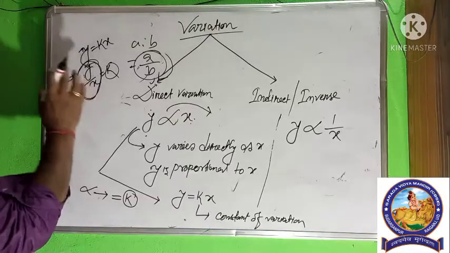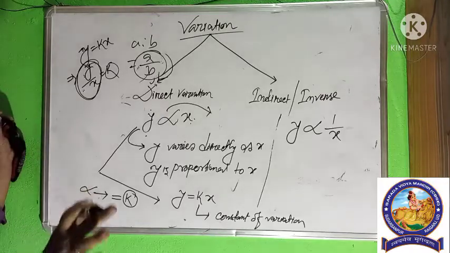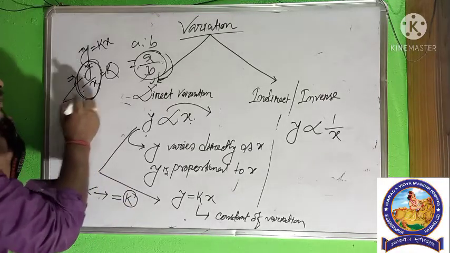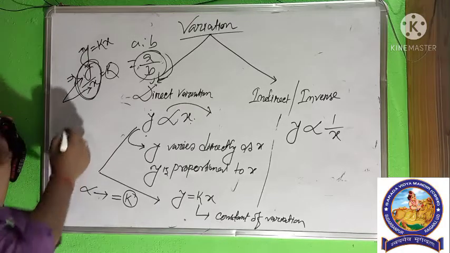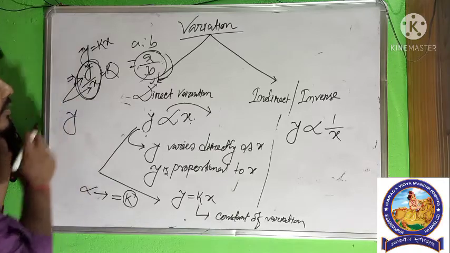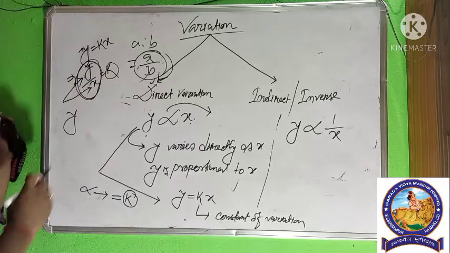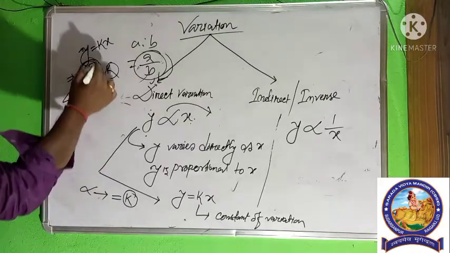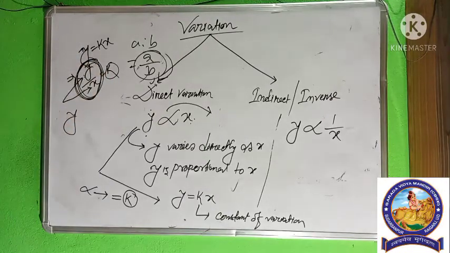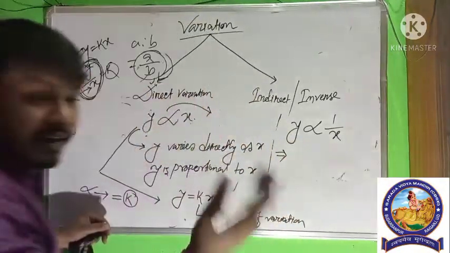So if the ratio of these two quantities or two variables is constant, then we can say that these two variables vary directly, or y is proportional to x, or y varies directly with x. Okay, so in case of direct variation, we will see the ratio of these two variables. But in case of indirect variation, it is also similar.